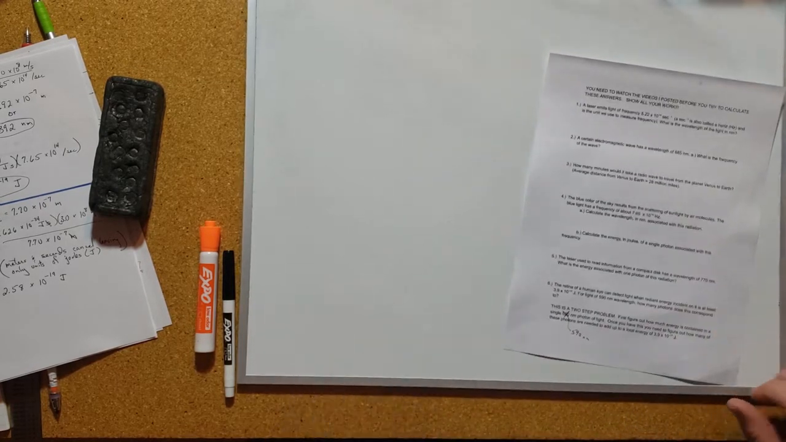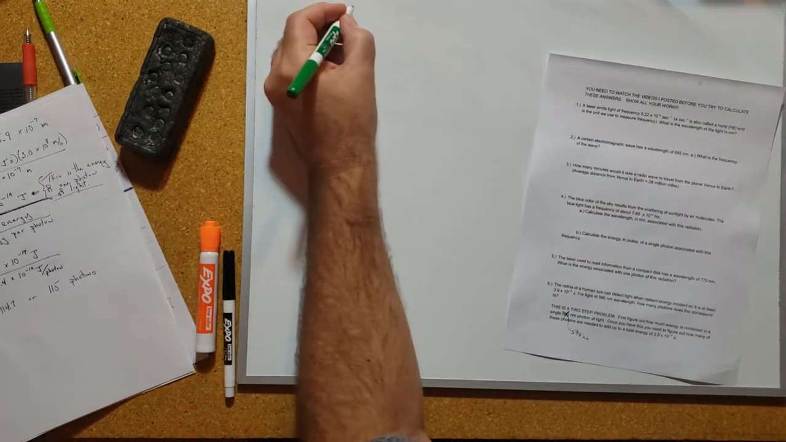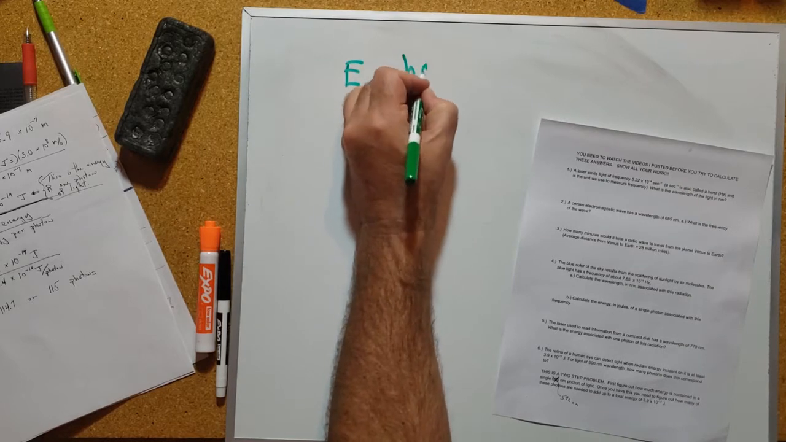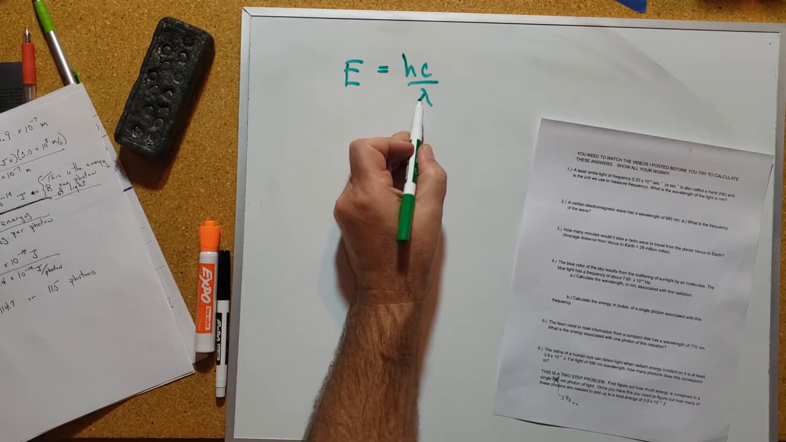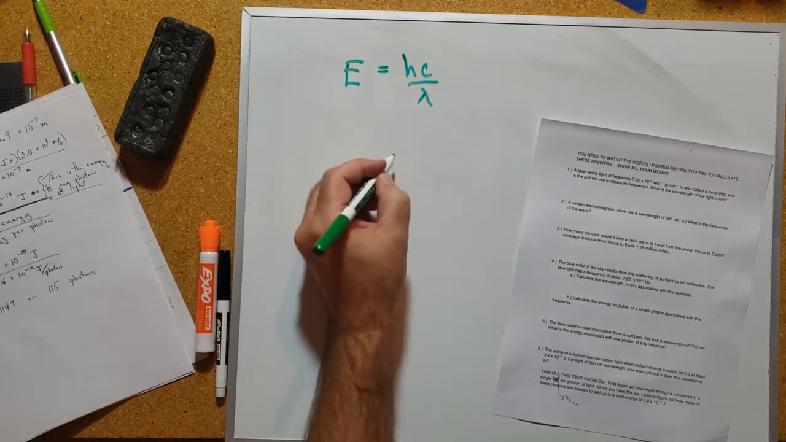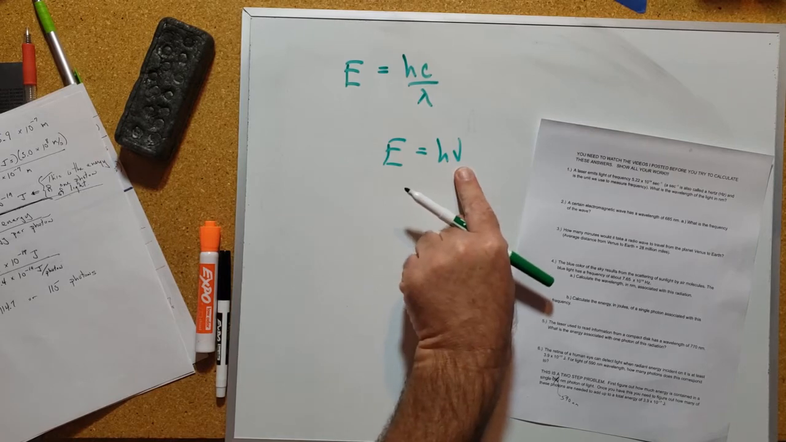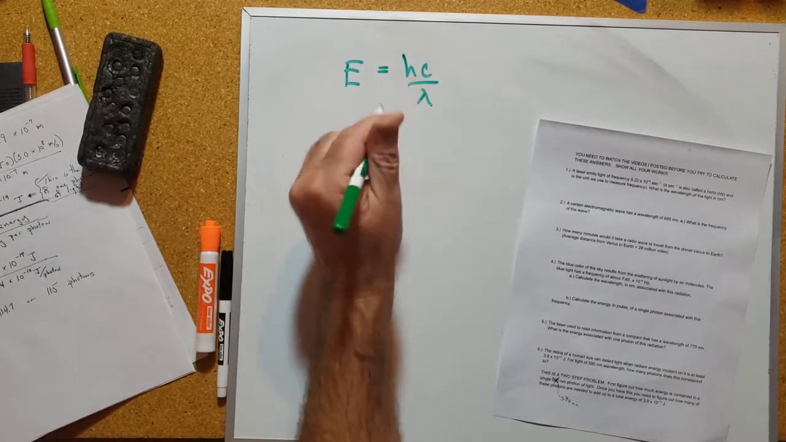Right? Now, the equation for energy that we're going to use, E is equal to hc over lambda. I'm going to use this because I'm given the wavelength. Right? If I was given the frequency, I would use E equals h nu, and I would plug in for nu, the frequency. But I don't know the frequency. I know the wavelength, so I'm going to use this one.